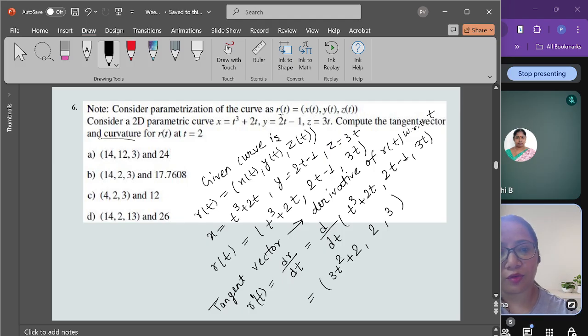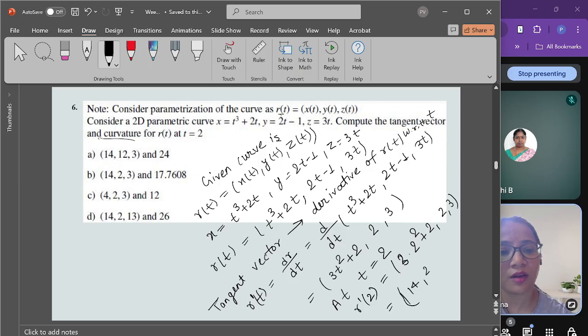Now we need to find out the tangent vector at t is equal to 2. So just put that, r dash 2, you can represent it like that. If you put 3 into 2 square plus 2, here you will get 14, 2, 3. If you take multiplication and addition, here you will get 14, 2 and 3. So this is our tangent vector.